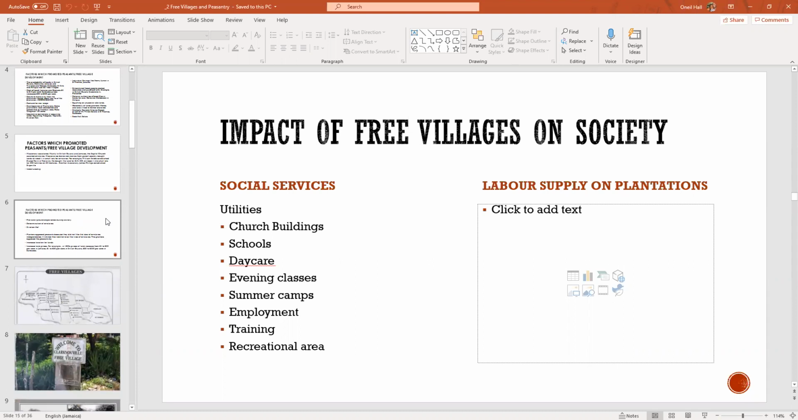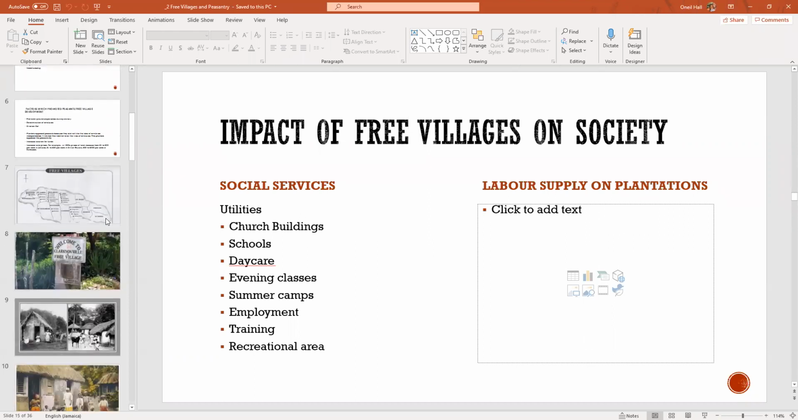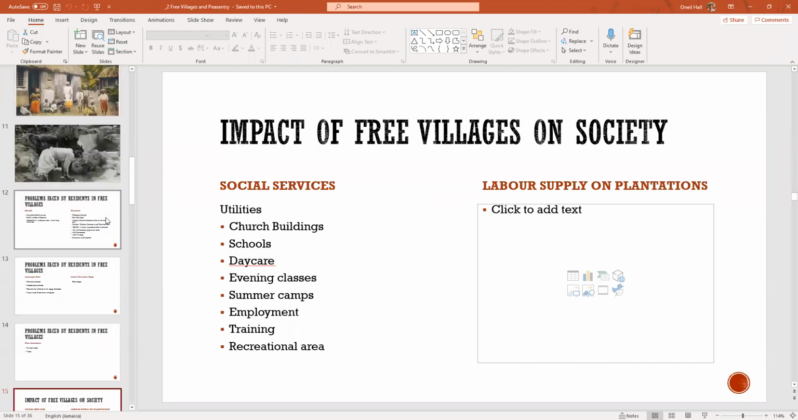Two free villages in Jamaica. Sir, one in Sandy Bay and one in what's it called? Sligoville. Sligoville, very good. What were some of the conditions faced in the free villages?